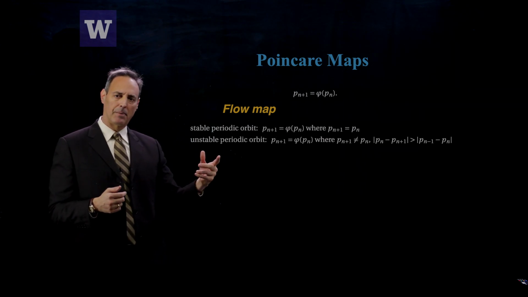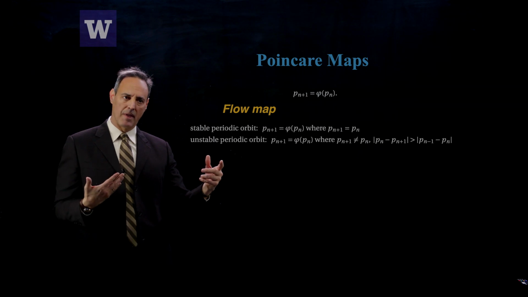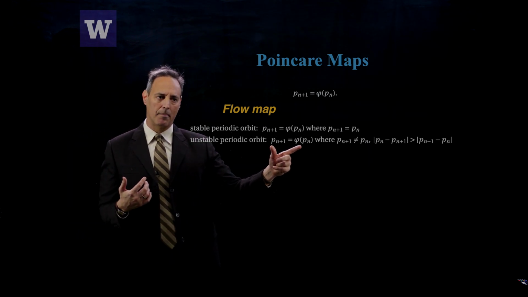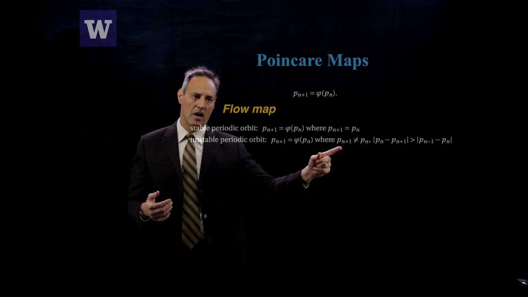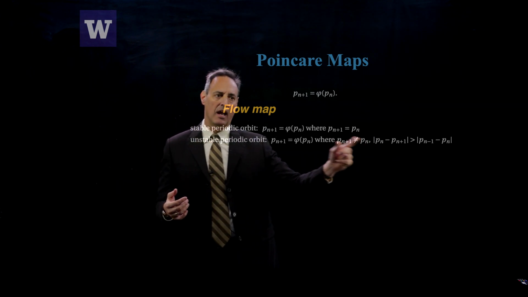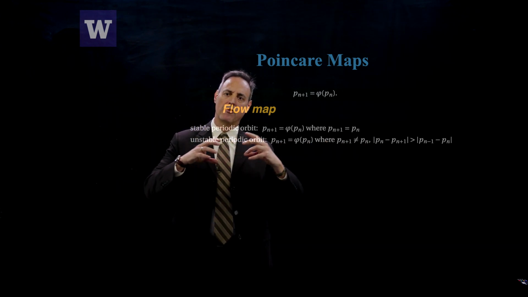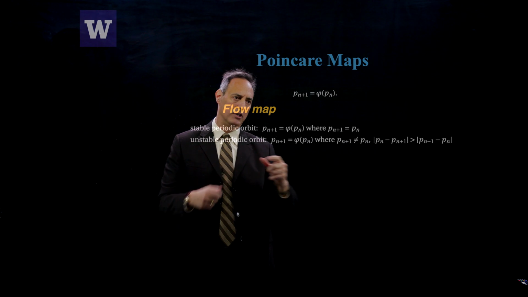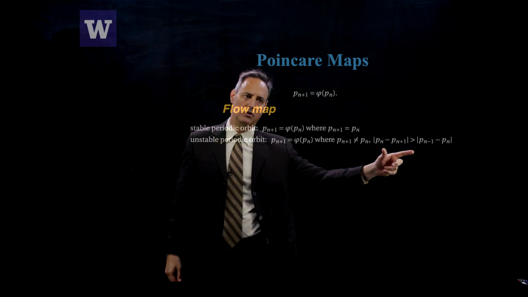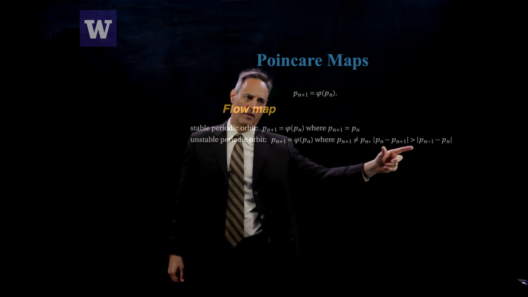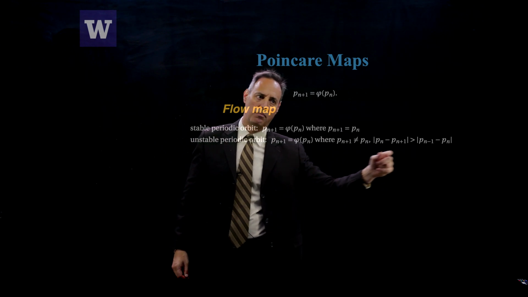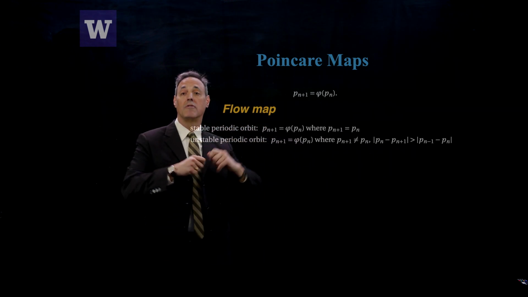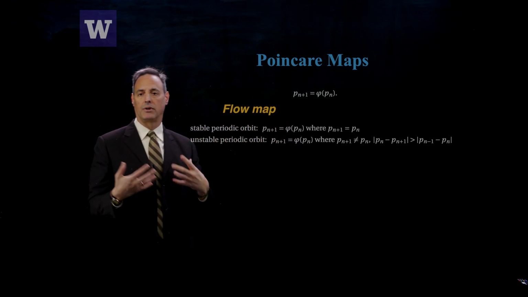An unstable periodic orbit is one that wanders away from that. So when we look at this flow map, then P of n plus 1 does not equal P of n. And in fact, every time I come through here, I start to get further and further away from the point I was originally. And that's what this inequality means here: the distance between P of n plus 1 and P of n is greater than the distance between P of n and P of n minus 1. In other words, I diverge from some kind of periodic orbit.